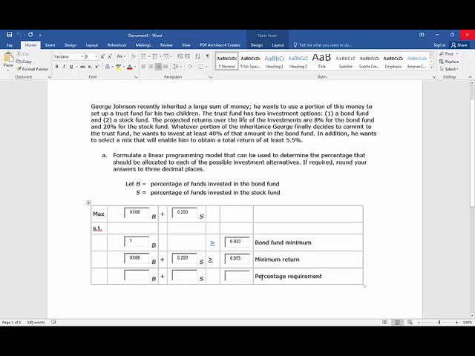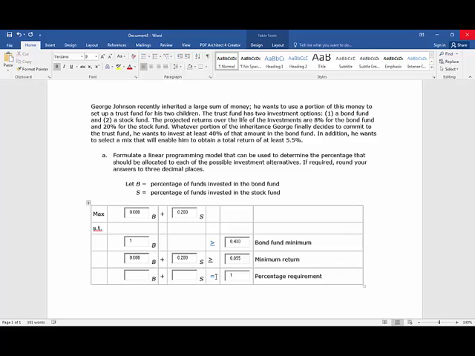And then the final constraint is a percentage requirement, they call it. And here, all they're really trying to say is, I have to invest in either bonds or stocks, and I have to invest everything that I set aside to invest. It all has to go between those two areas. So I have to invest all of it, a 1, right, 100%.